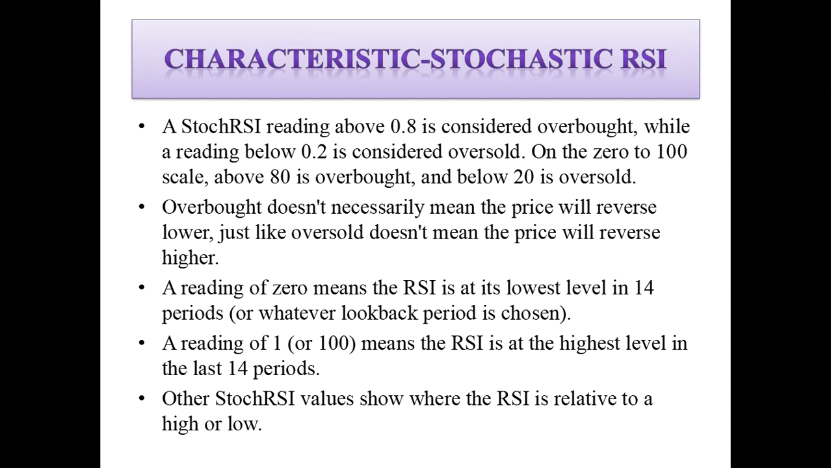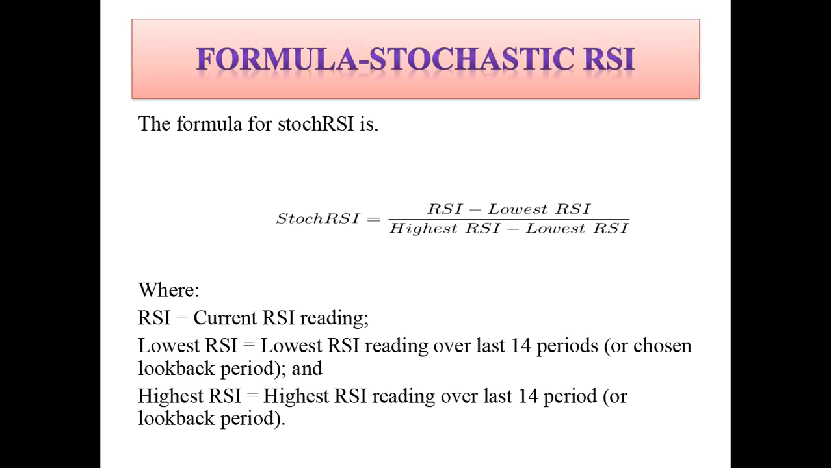A reading of 0 means the RSI is at its lowest level in 14 periods, or whatever look-back period is chosen. A reading of 1 or 100 means the RSI is at the highest level in the last 14 periods, or whichever period. And other stochastic RSI values show where the RSI is relative to the high or low. Now let's look at the formula for calculating the stochastic RSI.